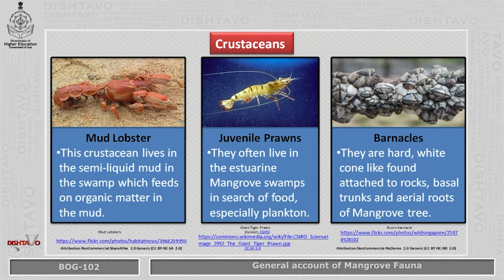Juvenile prawns. They often live in the estuarine mangrove swamps in search of food, especially planktons. Barnacles. They are hard, white, cone-like creatures found attached to rocks, basal trunks and aerial roots of mangrove trees.